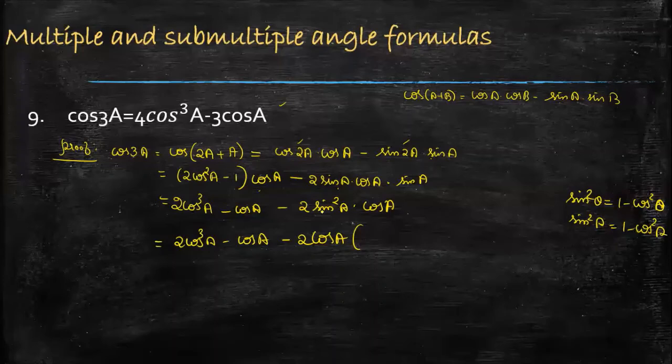So in place of sin square A, I'm going to use this formula: sin square A is 1 minus cos square A. Why am I doing this? Because I do not need a sin function in my answer. So I'll have to replace the sin function with the suitable formula which I have for it. So let us continue simplifying.